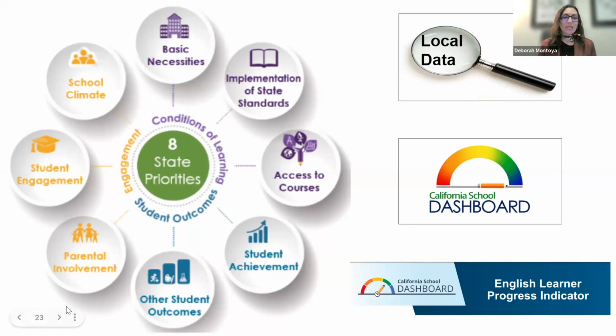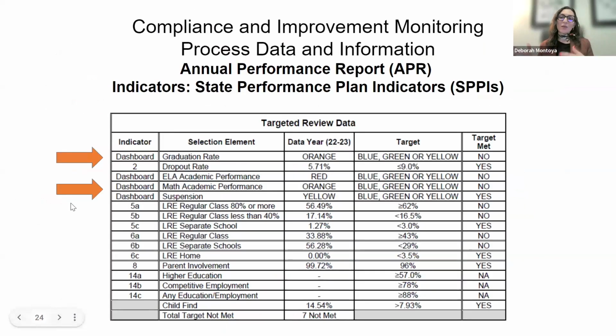So, as we look at the data that's available to us and we're working through all of these systems of support, you may be a special educator where this is your wheelhouse, where we're looking at compliance and improvement monitoring, our process data and information. Also, we have all of these acronyms in special education: annual performance report, our state performance plan indicators. Here's just a sample of one. I do have highlighted there where the dashboard data comes into play. The rest of the data is extracted and pulled from your respective IEPs in the special education information system that you use for your respective district.